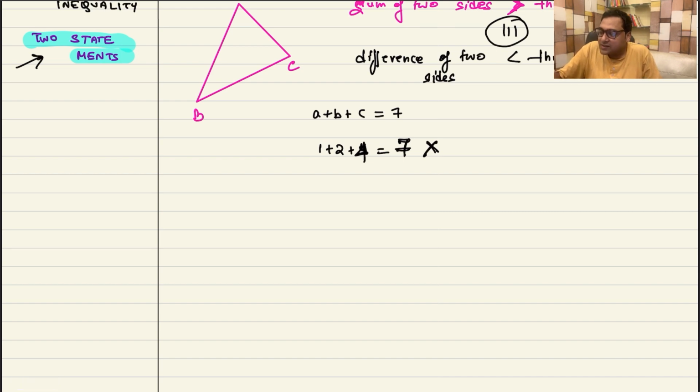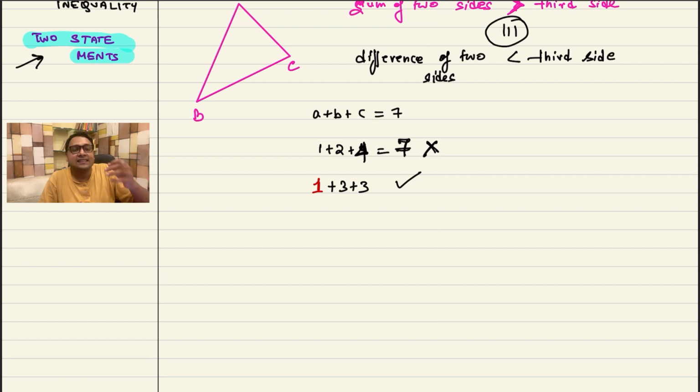Then what is possible if the smallest side is 1? This is one way of counting the number of possibilities: you just try to fix the smallest side and then you gradually increase it. So the smallest side is 1, suppose. We know that it can't be 2 and 4. Then the only other case that is possible is 3 and 3. Yes, this is a case. This is possible.